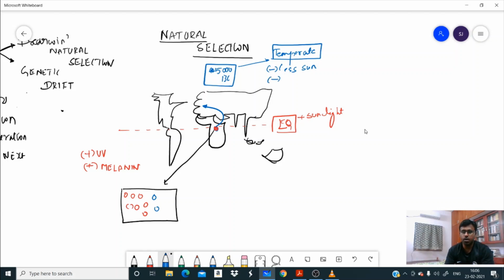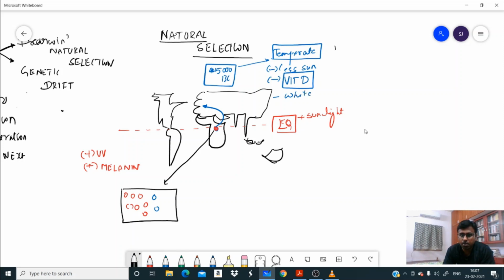When you have very little sunlight, you have to allow penetration of UV, because your body manufactures something called vitamin D. This is manufactured only using sunlight, and if you don't allow the smaller amount of sunlight present in the temperate region, vitamin D will not be manufactured. And hence you code for the skin color white.